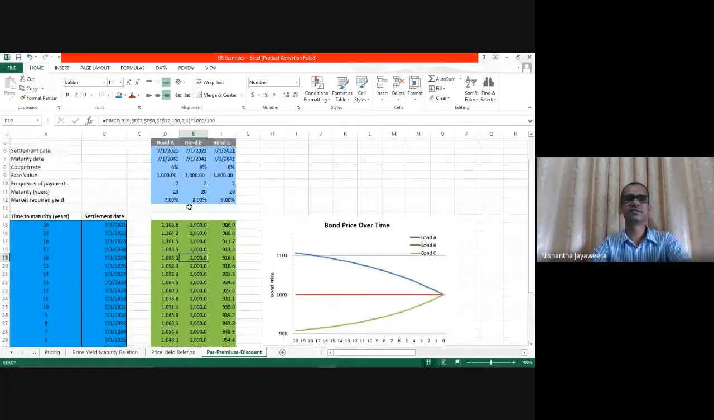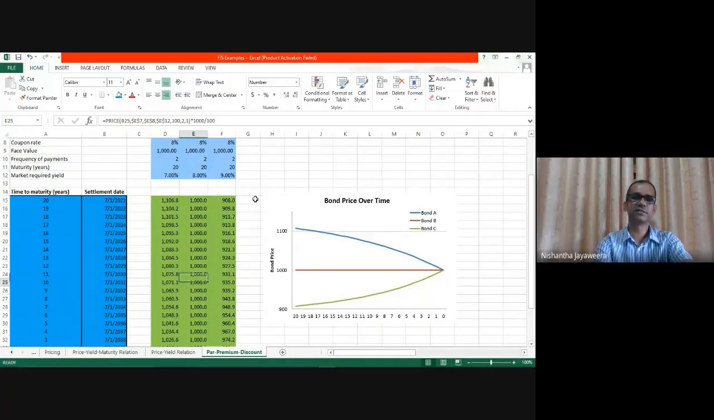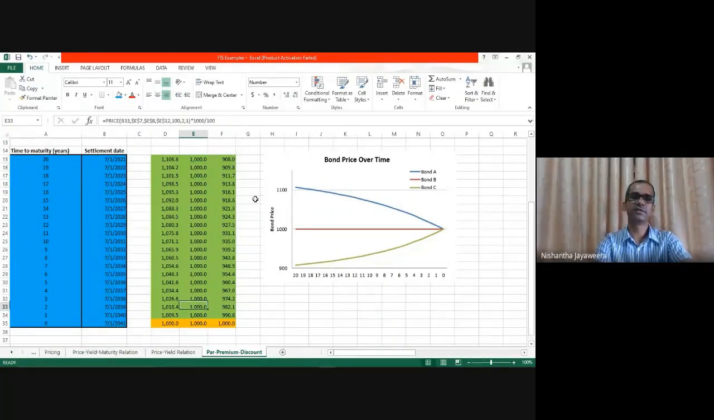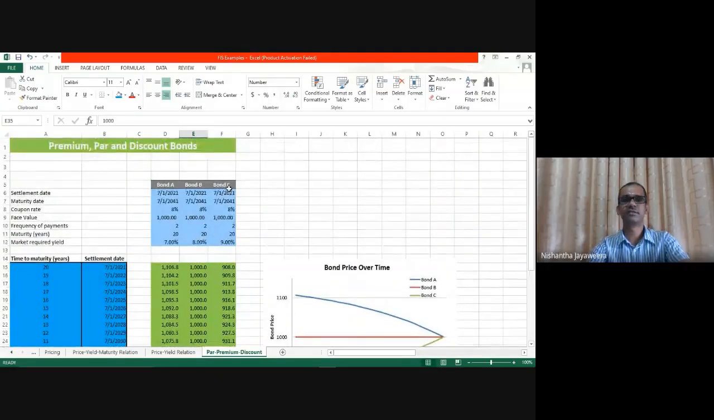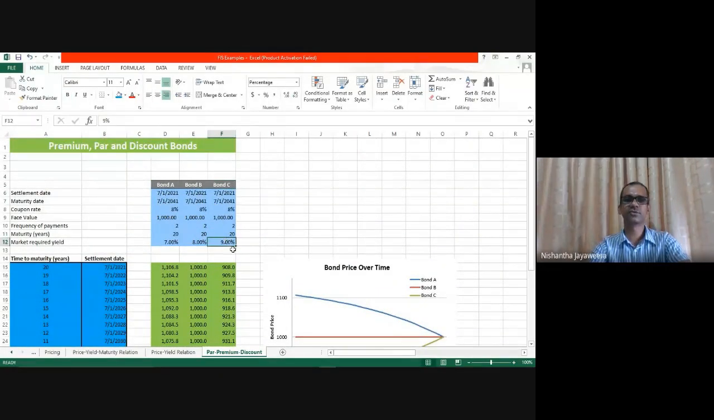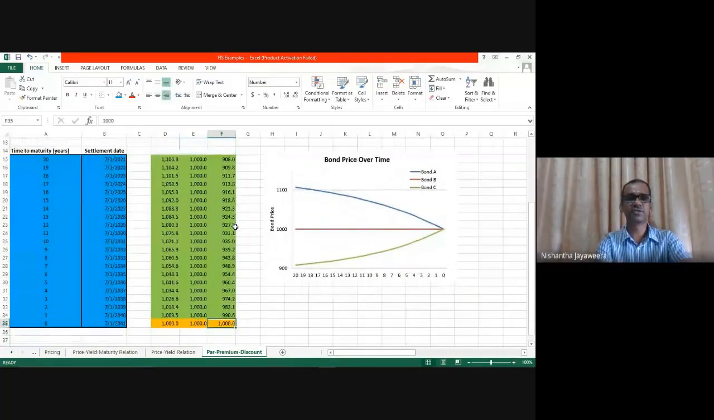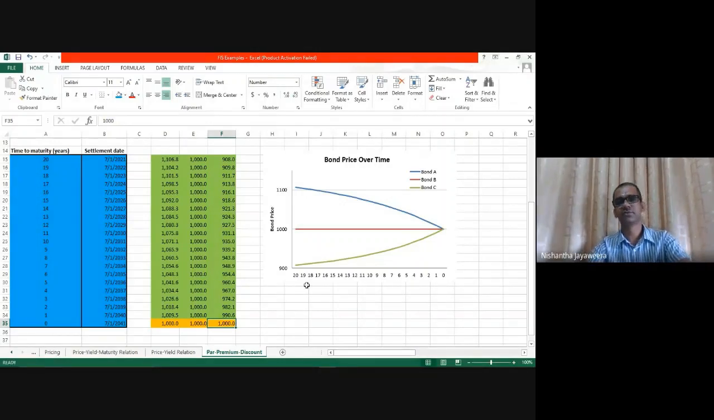Then we consider the second bond. Coupon rate equals yield. So irrespective of the maturity period, you can see it is at par. All the time, it remains at par. The third one, which is at a discount, you can see with time what would happen. The price increases, and on the maturity date, it reaches par.